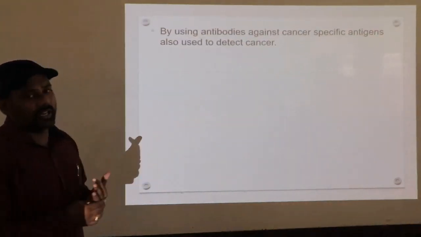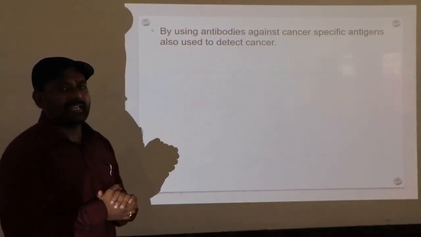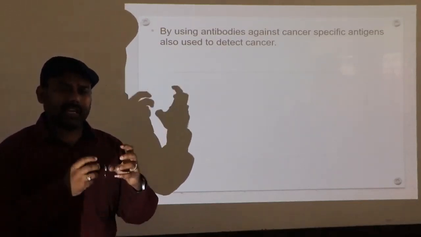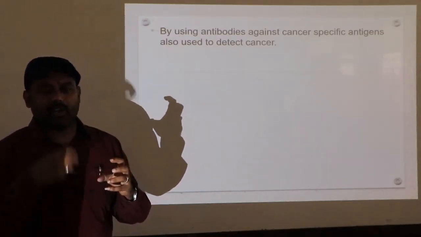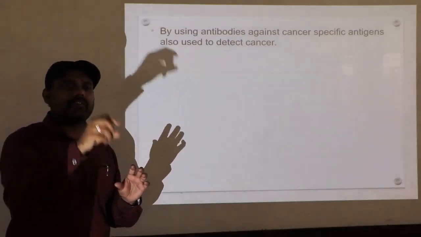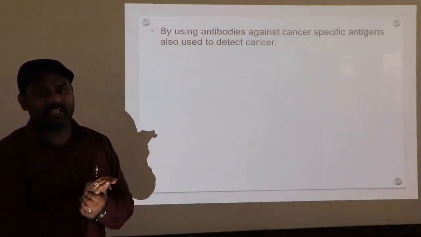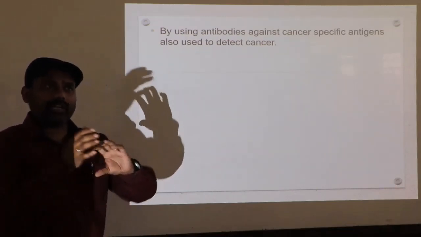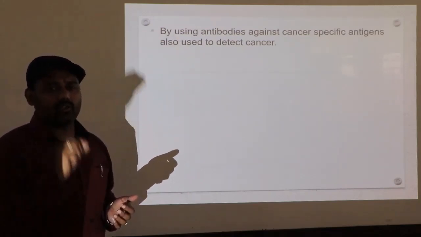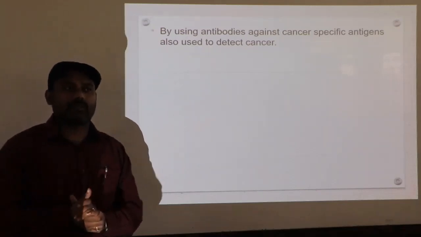Next, by using antibodies. Very important, one more diagnosing method is by using antibodies against cancer-specific antigens. It means that in the body of the person suffering from cancer, some antibodies are produced in the presence of those cancer cells. Our body considers the cancer as an antigen, so in response to that tumor or cancer, our body produces antibodies. By the presence of those specific antibodies, we can detect whether the person is suffering from cancer or not.